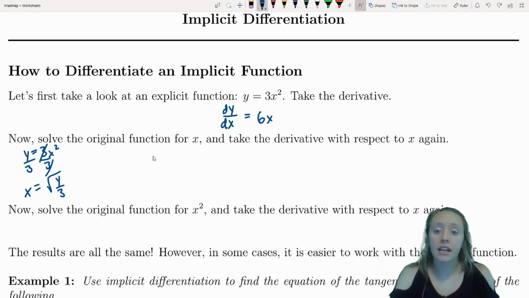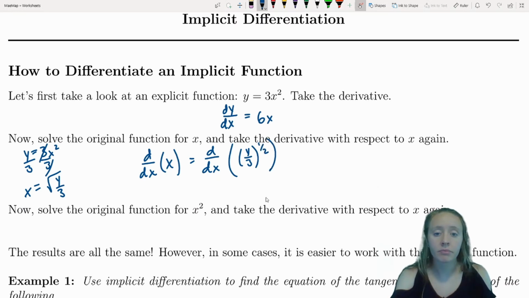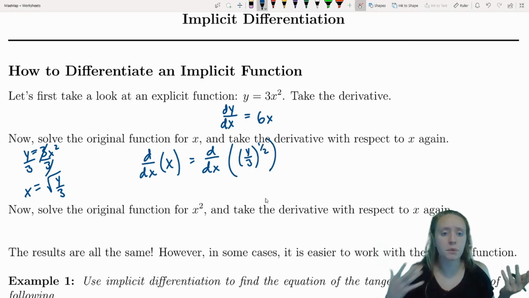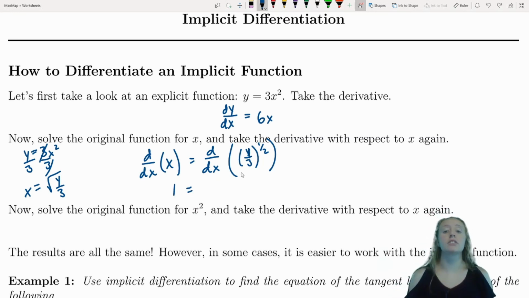So I'm going to take the derivative with respect to x of x, and I'm also going to take the derivative with respect to x of the square root of y over 3. Or this might be easier to think of as y over 3 to the 1/2. Now we know how to take the derivative of x with respect to x. That's simply 1. Now we're going to take the derivative with respect to x of our right-hand side of the equation, y over 3 to the 1/2. How do we take that derivative?